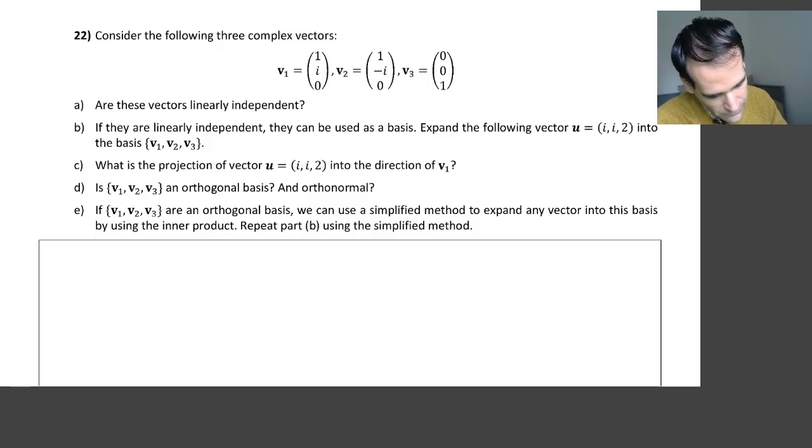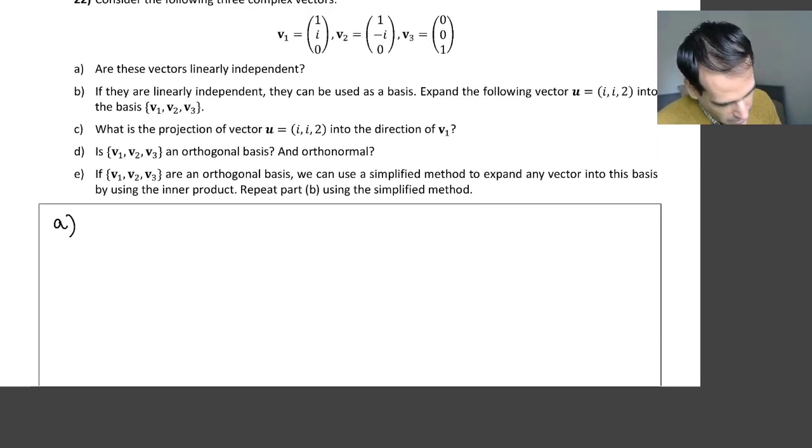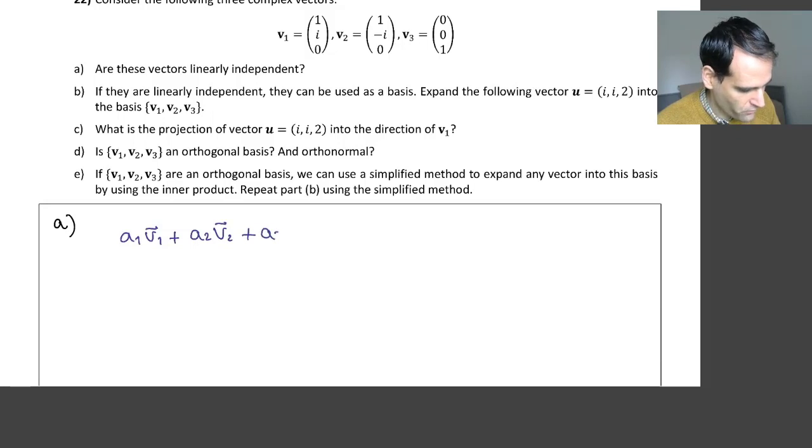So first, A. Are these vectors linearly independent? Remember, how did we check that? We had to check whether the system A1 times V1 plus A2 times V2 plus A3 times V3 equals 0 only has the trivial solution in which A1, A2, and A3 are 0. If there is any other solution, then they are linearly dependent. If the only solution is that the 3 A's are 0, then they are linearly independent.